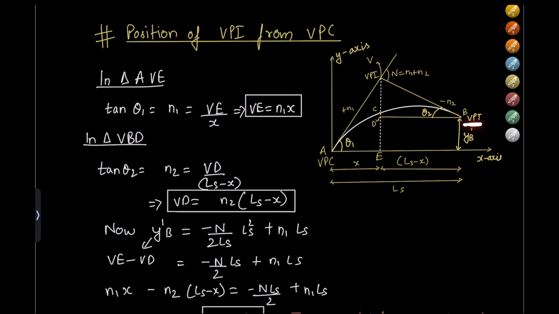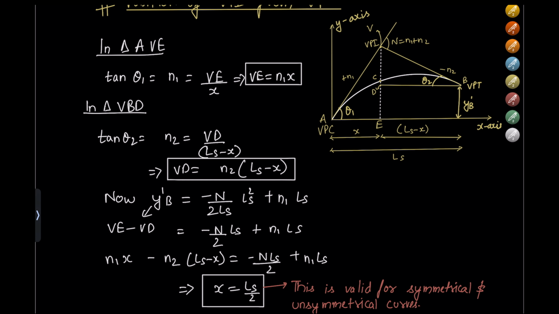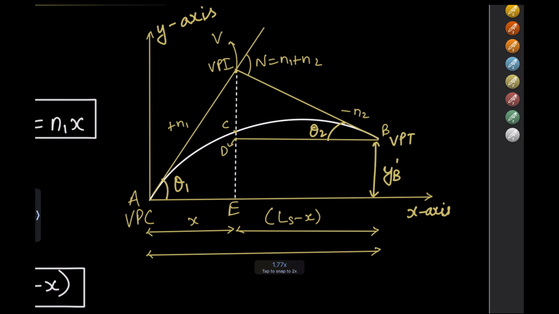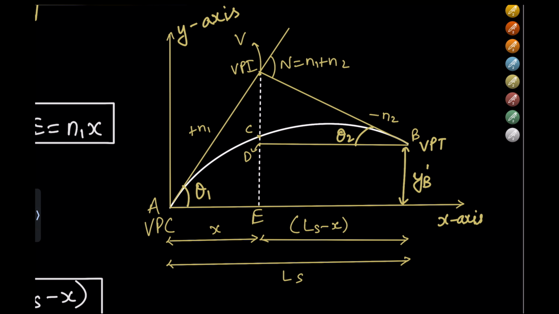This point will be known as A, this would be known as B, this would be VPT, the vertical point of tangency, and the point B would be represented as the vertical point of intersection. So we'll have a look at this triangle AVE we are having a look at.